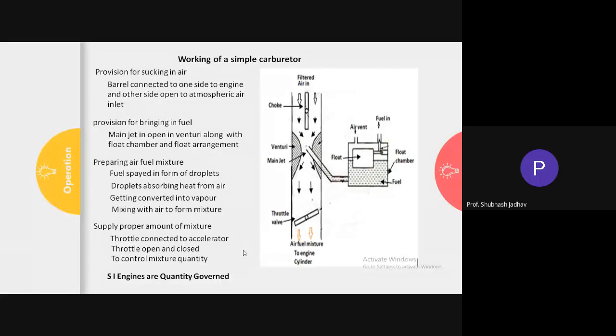Correct? So that is where we said responding to the change in the load. So how are we going to respond? This particular managing of the response when the load on the system changes.